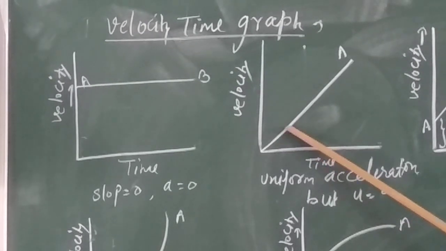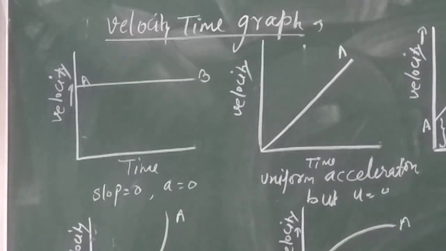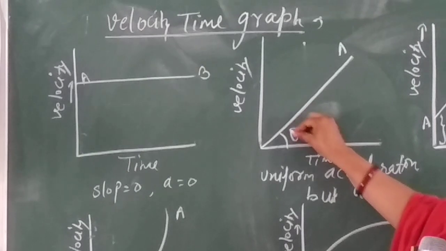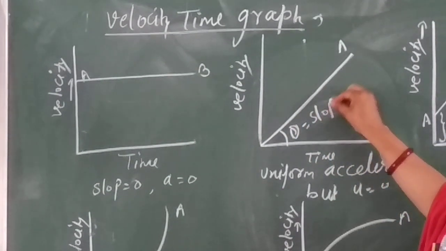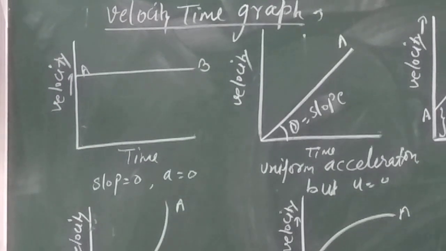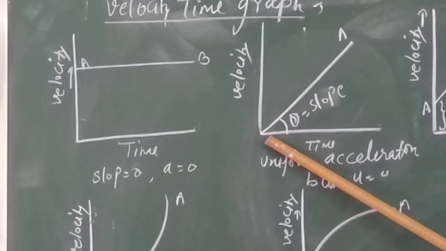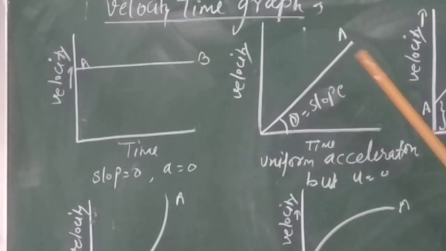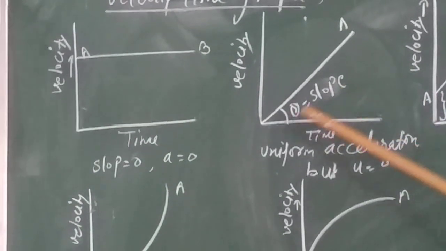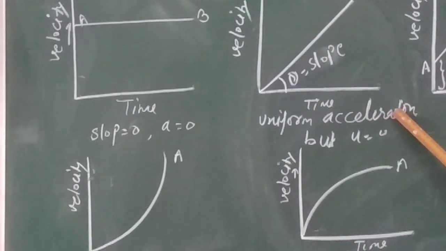The slope of this graph represents acceleration, and that acceleration is equal to the slope of this graph. And this is a straight line, therefore your acceleration is also uniform. If we get a straight line passing through the origin but not parallel to time or velocity, this shows uniform acceleration. Here the graph passes through the origin, so u is equal to 0.